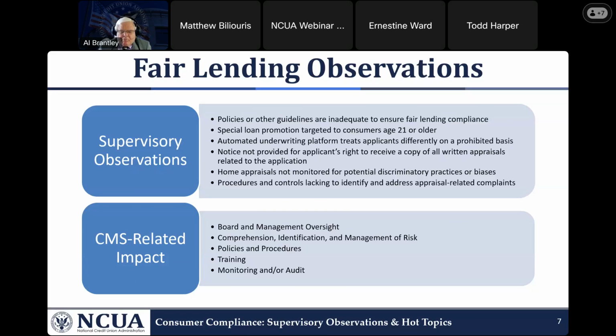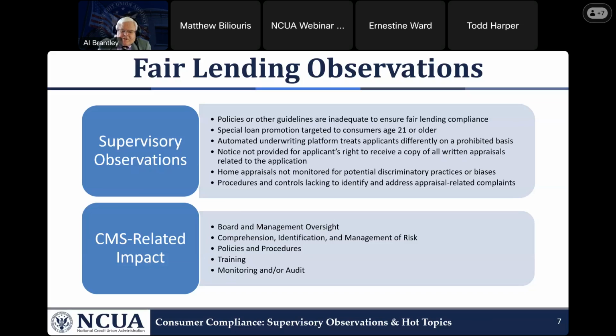In this area, examiners found policies or guidelines that may be discriminatory or inadequate to ensure fair lending compliance. For example, loan policy was unclear about income sources and evaluation for debt-to-income calculation and when income verification was required. Lending guidelines contain provisions that explicitly treat applicants differently based on marital status when multiple applicants seek extension of credit. In some cases, disclosures did not inform applicants of their right to receive a copy of any written appraisal related to the application.